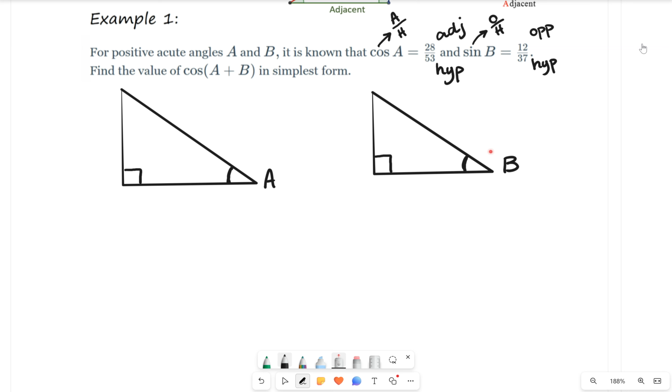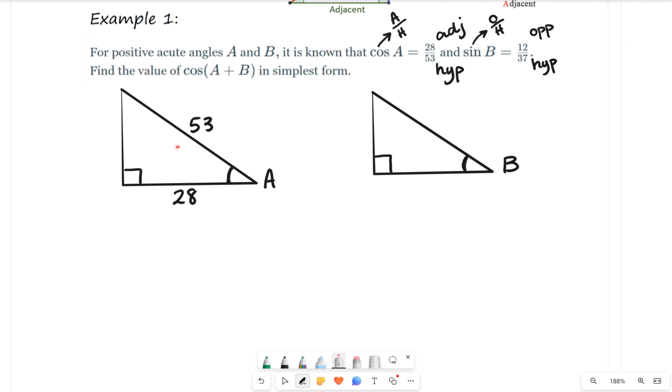Now, for the first given statement, they told us that if you're standing at angle A, the adjacent side is a length of 28. Let me change my pen here. 28. And the hypotenuse side is a length of 53. So remember I said adjacent side is always the side that touches the angle you are standing at. Adjacent is always going to be that leg side that touches the angle A. This is obviously hypotenuse because it's across from the 90 degrees, okay?